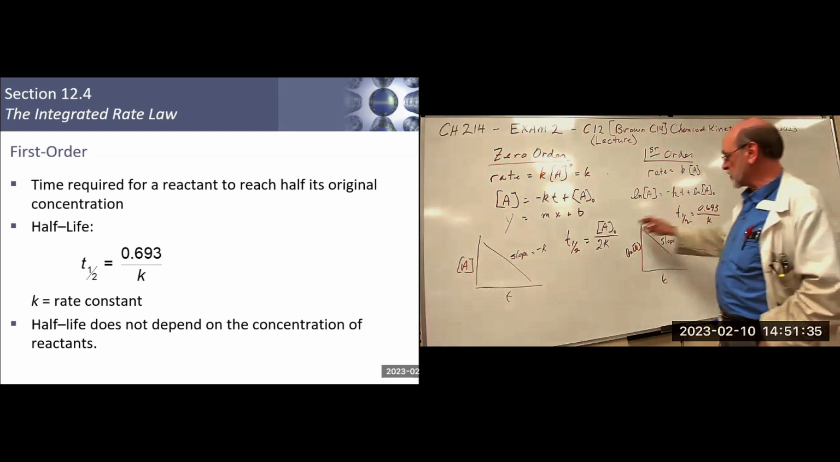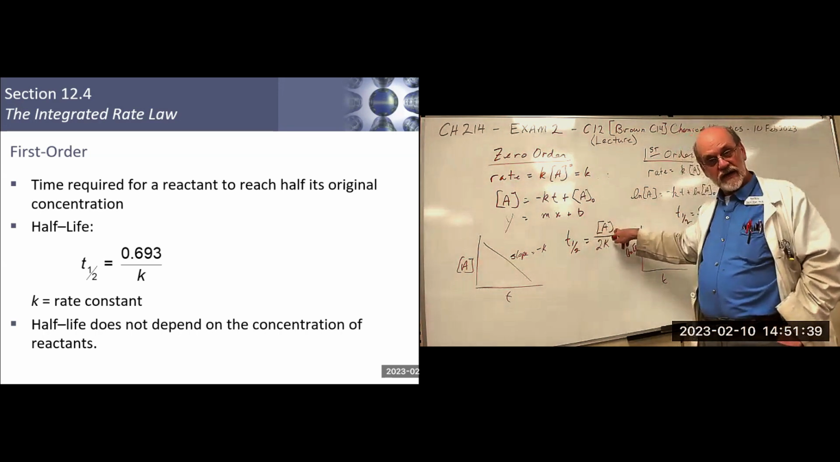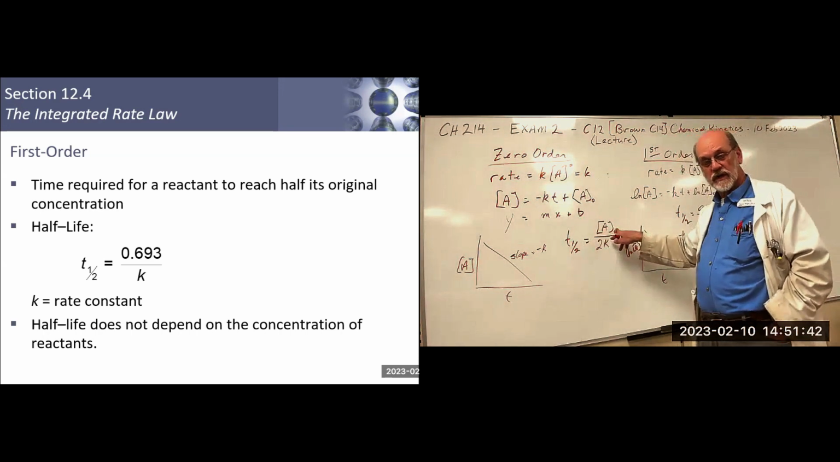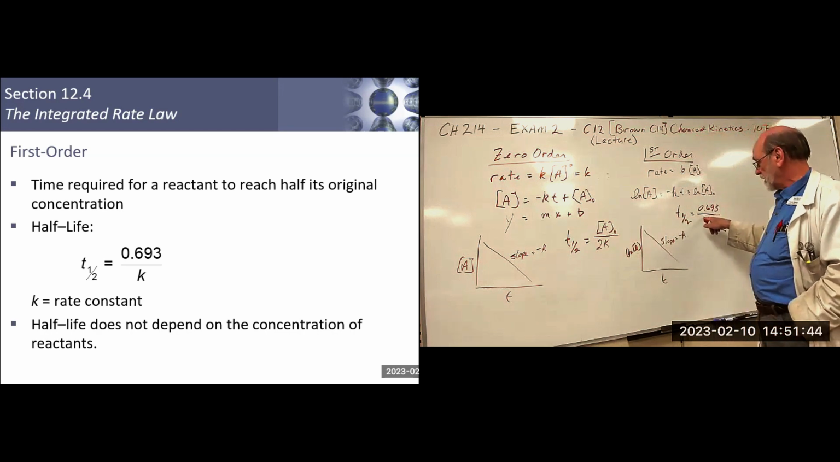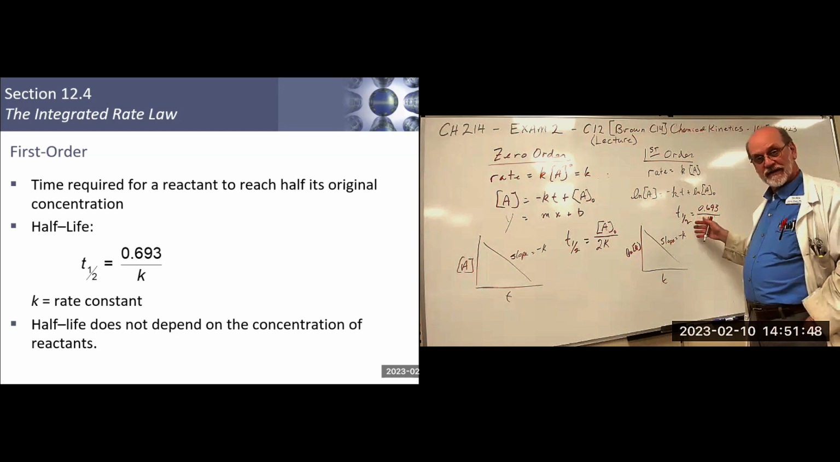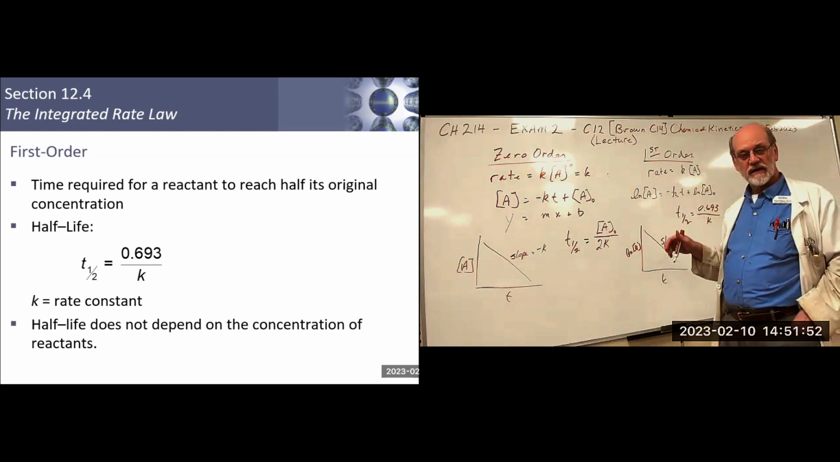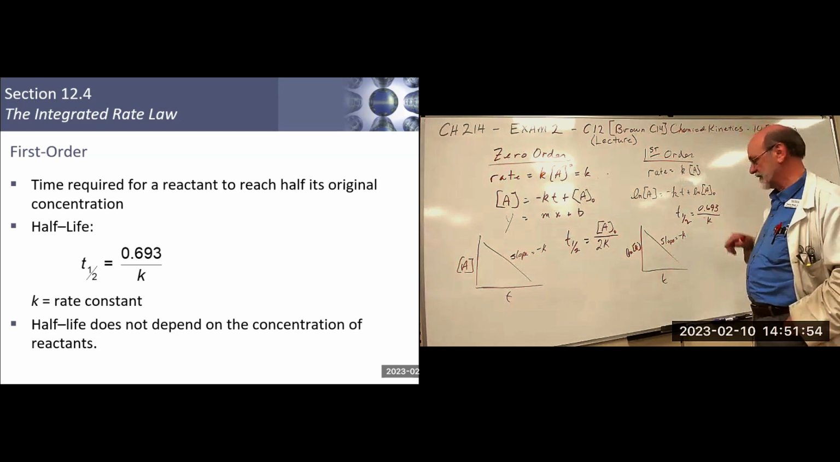So notice the difference between the two. This one depends on the initial value of A, if it's zero order. If it's first order, the half-life does not depend upon the concentration of A at all. It only depends on the K value.